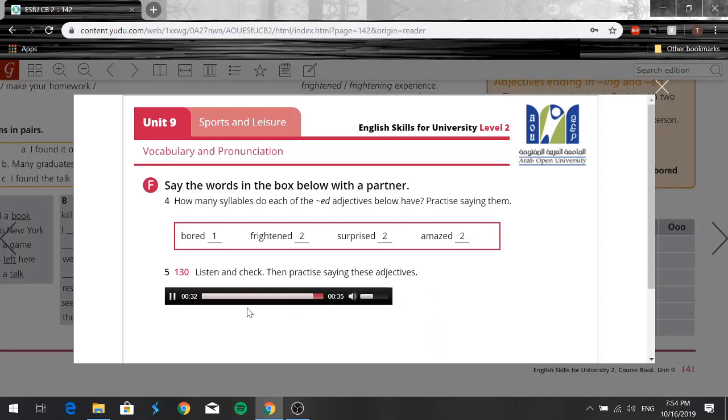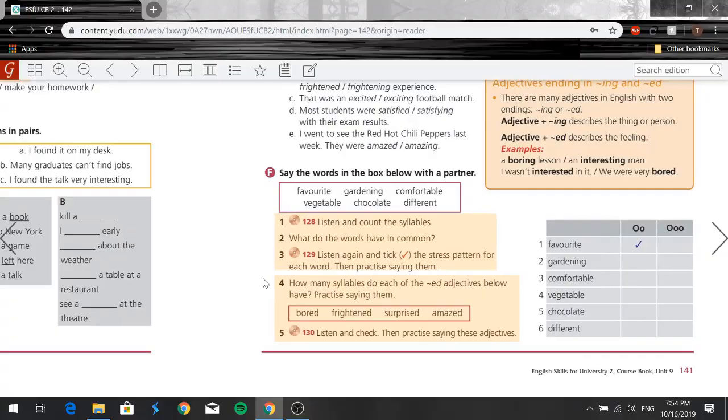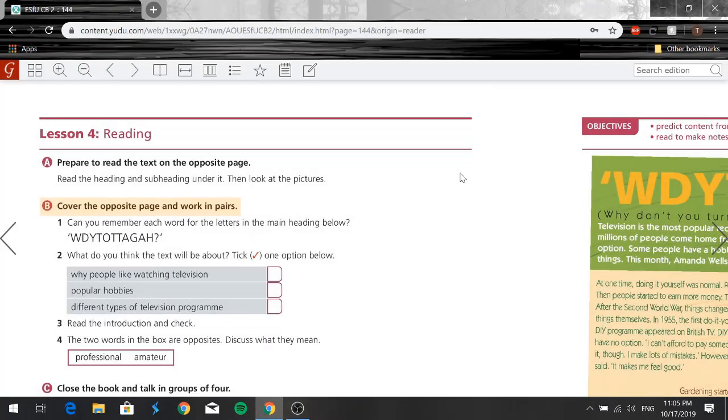Alright, so based on the pronunciation of the speaker, we can say that bored has 1 syllable, frightened has 2, surprised has 2, and amazed also has 2 syllables. Okay, so I think that's about it. So that was lesson 3, you guys. Now let's move on to lesson 4, reading.